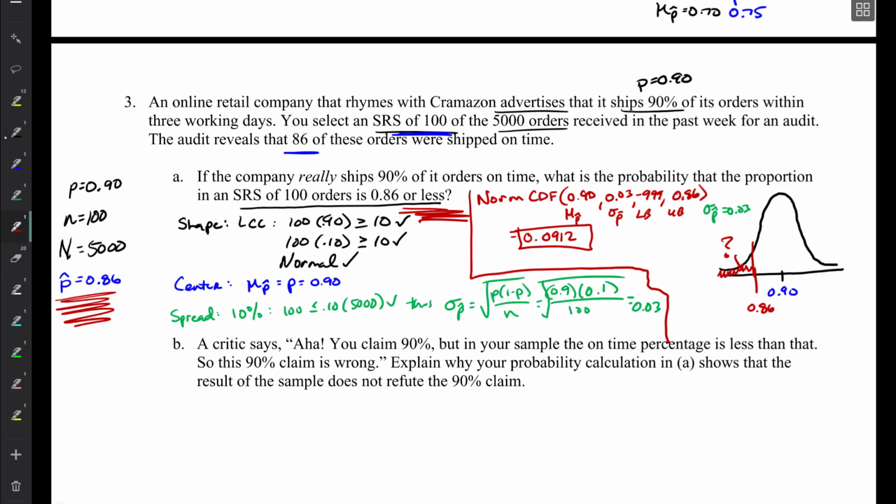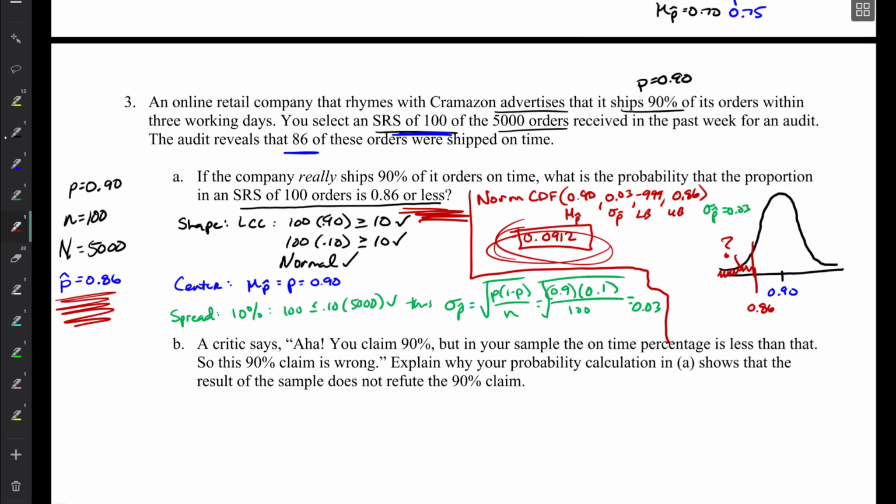How likely are we to get a sample of 100 orders in this audit if we assume the claim is true? That's 9.12%, or 0.0912. Now, a critic looks at this and says, aha, you claim 90%, but in your sample, the on-time percentage is less than that. So this 90% claim must be wrong. And you say, well, you know what? I know a little bit more about statistics than you do. So you're going to explain why your probability calculation in part A is not giving us very strong evidence to refute that 90% claim, and that maybe Cramazon is not really lying to you.